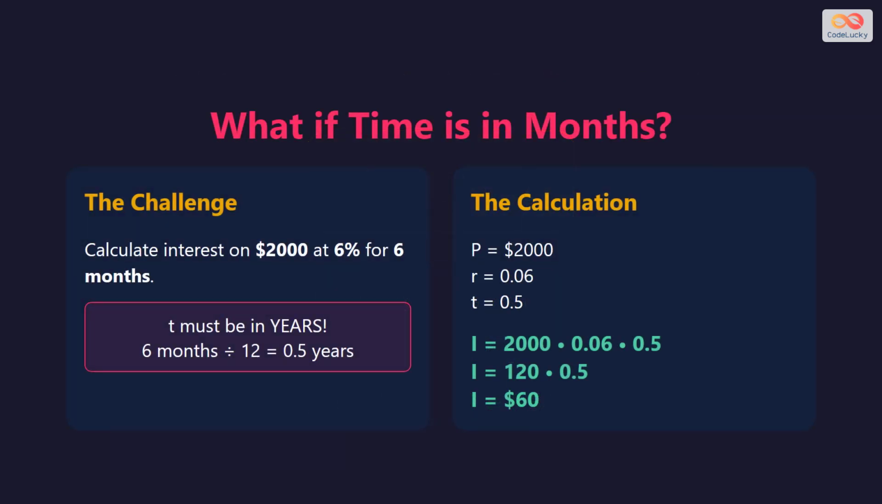Be careful when time is not given in years. For example, if you need to calculate interest for 6 months, you cannot use the number 6. Since there are 12 months in a year, 6 months is equal to 0.5 years. You must use 0.5 in your calculation to get the correct answer.